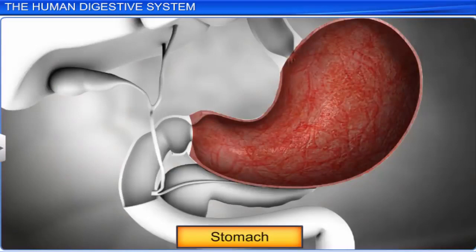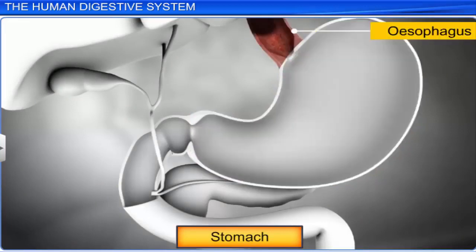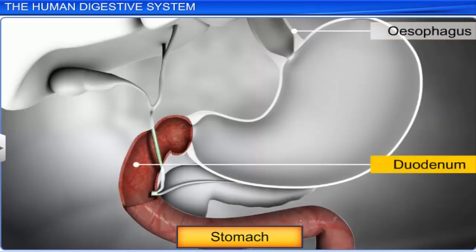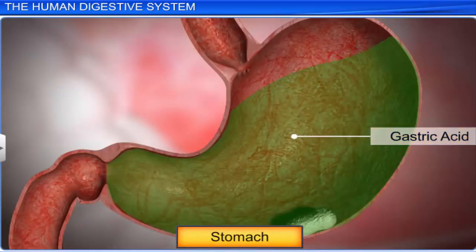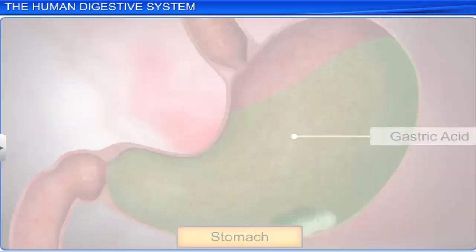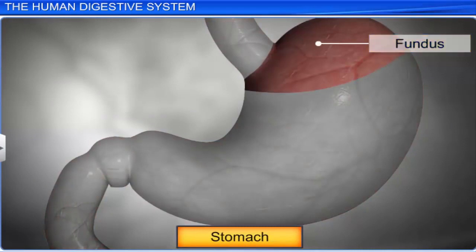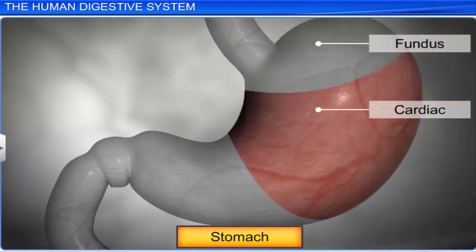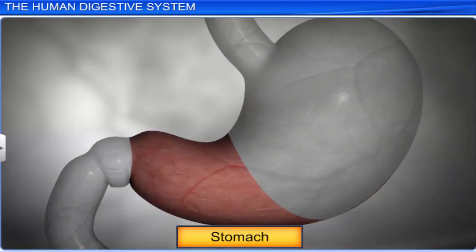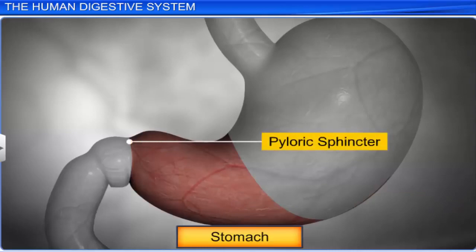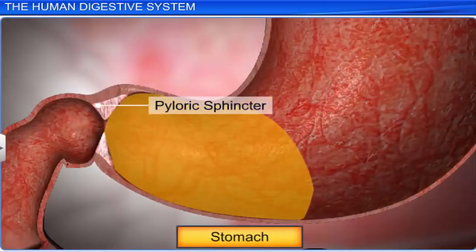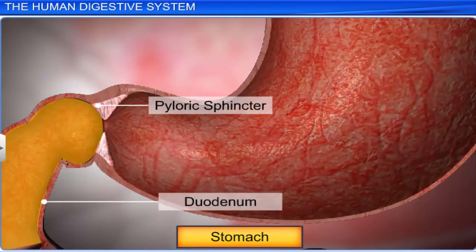The stomach, a J-shaped sac, is located in the upper left part of the abdominal cavity between the esophagus and the first part of the small intestine called the duodenum. Gastric acid inside the stomach digests the food we eat. The stomach is made of three major parts: a fundic region, cardiac portion, and a pyloric portion. At the end of the pyloric portion lies the pyloric sphincter, which regulates the flow of the churned food from the stomach into the duodenum, the first part of the small intestine.